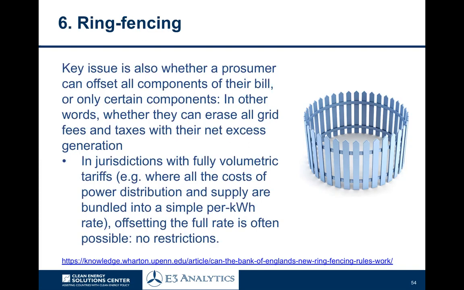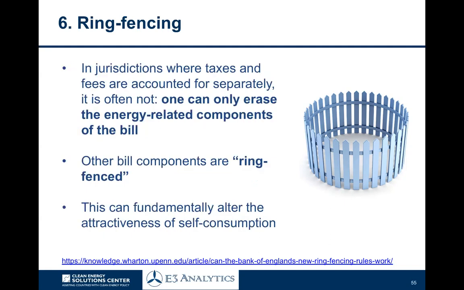In jurisdictions that have fully volumetric tariffs, in other words, you're paying $1 per kilowatt hour for everything, bundled into $1 per kilowatt hour amount, offsetting the full rate is often possible. There's no restrictions. But in jurisdictions where taxes and fees are accounted for separately in the bill, it's often not.